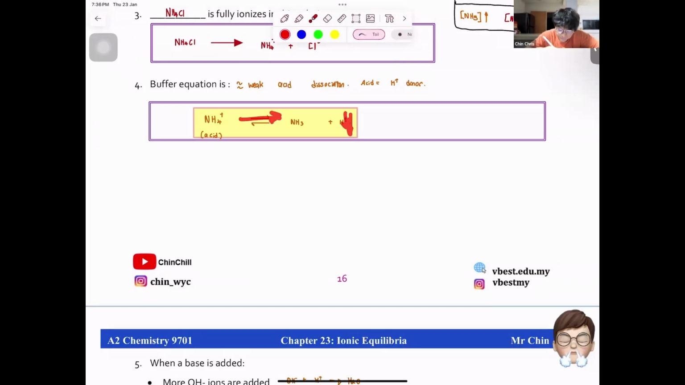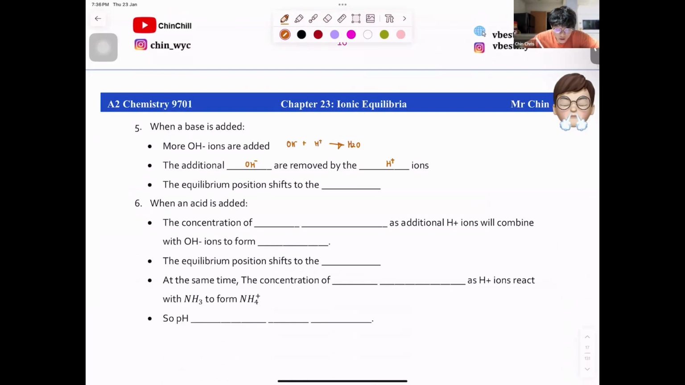Okay, and the position of equilibrium shifts to the right. And your concentration of H plus returns to the original. Understand?